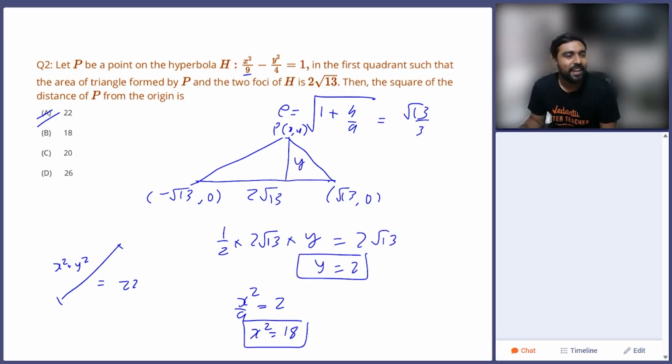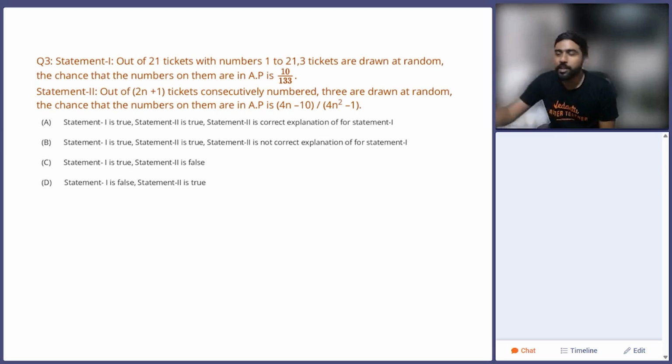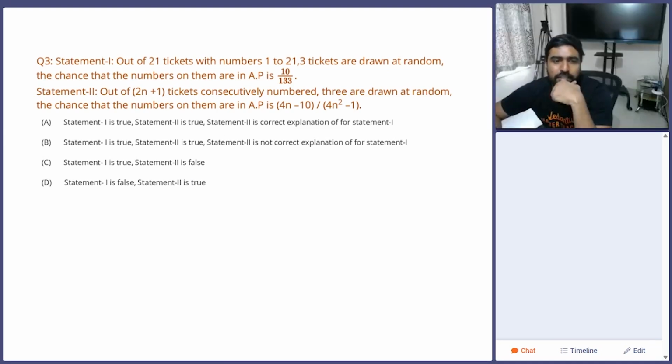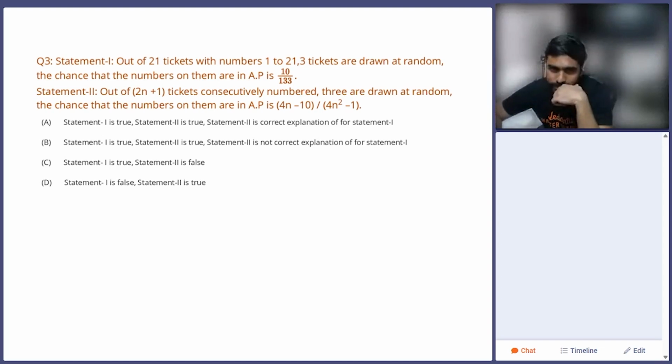Okay, everybody, I hope the idea is clear. Moving on. What do we have now? Out of 21 tickets from the numbers 1 to 21, 3 tickets are drawn at random. The chance or probability that the numbers on them are present in an AP is given to you as 10 by 133.